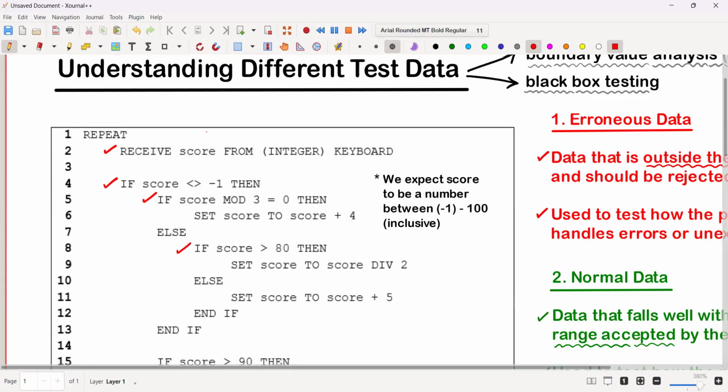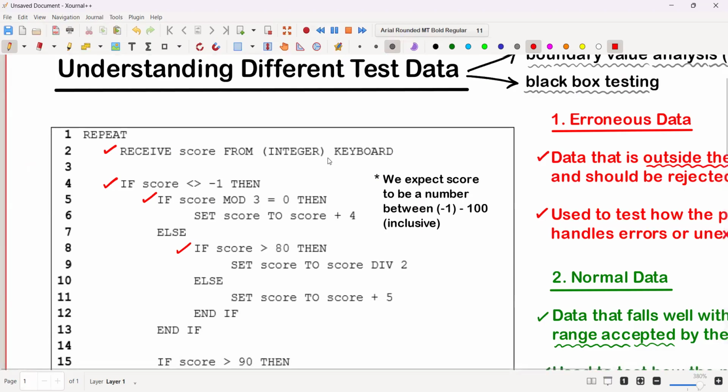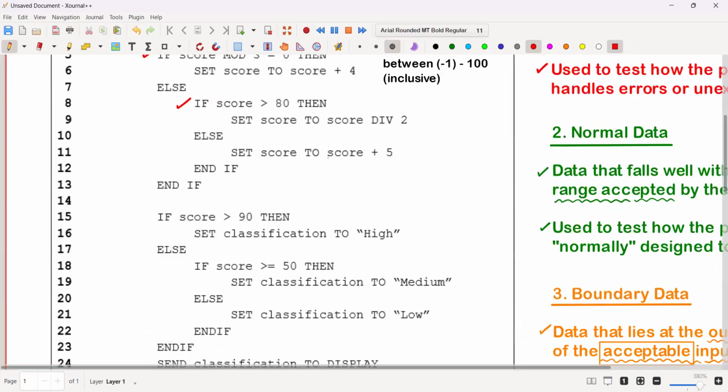Otherwise, we check if the score is greater than 80, and then we set the score to score div 2. Div is the floor division operator, where it divides a number by 2, in this case, without any remainders or decimal points. Otherwise, it sets the score to score plus 5. So some kind of custom logic is applied on the score, after which they check if the score is greater than 90, and then they set a classification variable to high. Otherwise, they check if the score is greater than or equal to 50, and then they set the classification variable to medium. Otherwise, they set it to low.